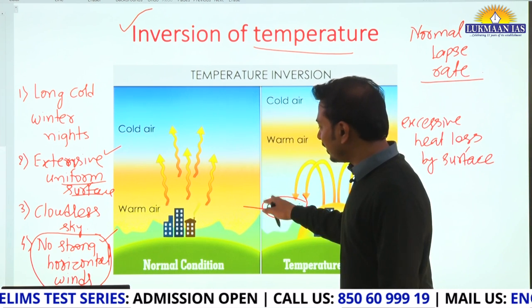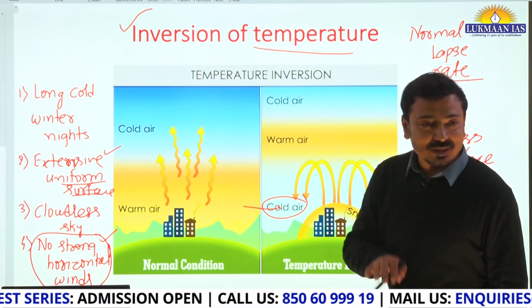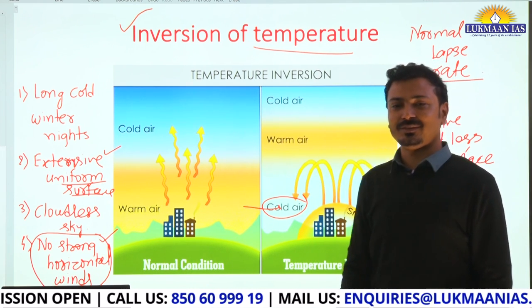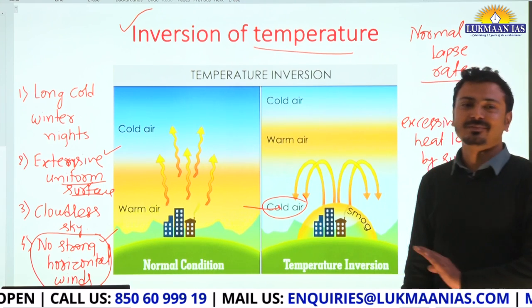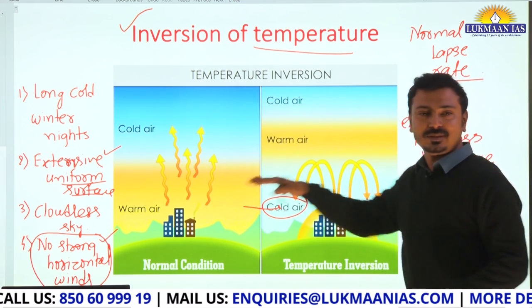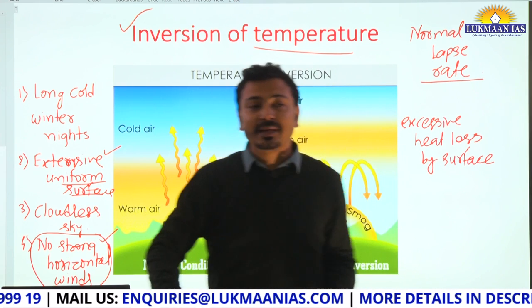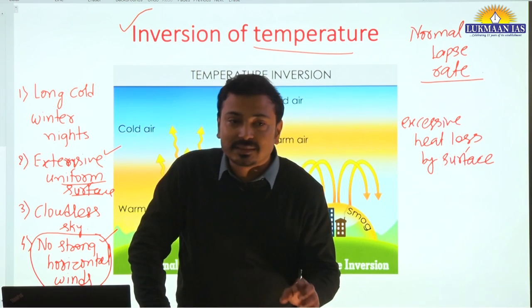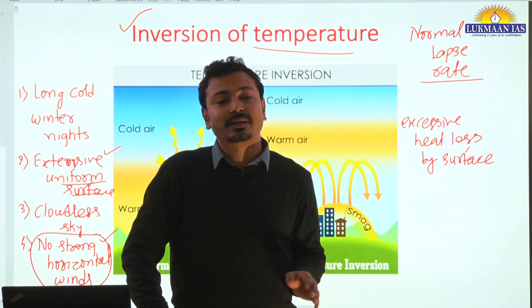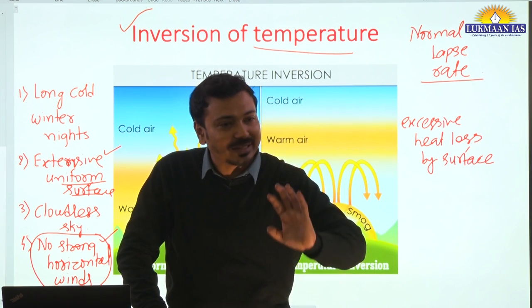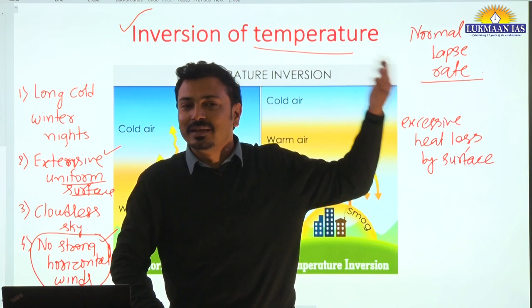Rather, you should understand that the inversion of temperature is more prominent in the interiors of the continents, not in the coastal area. Because of this, horizontal strong winds are absent. It is more prominent in the interiors of the continents. One important reason is that in the interior of the continents, more heat is absorbed by the land surface and is lost at night time in an excessive manner.